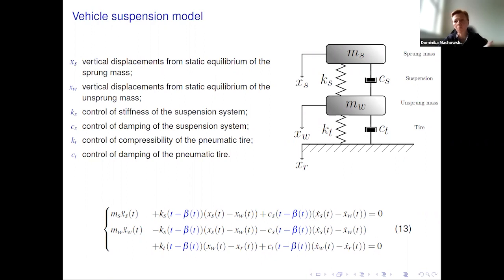We have opposite performance goals. First of all, we want the car to be very comfortable, and on the other hand, we want the car to be safe. But if the car is safe, the stiffness of the spring is very high, which means that the car is uncomfortable. So we have to find the balance between the stiffness of the spring and the damping, because we don't want any vibrations of the car.